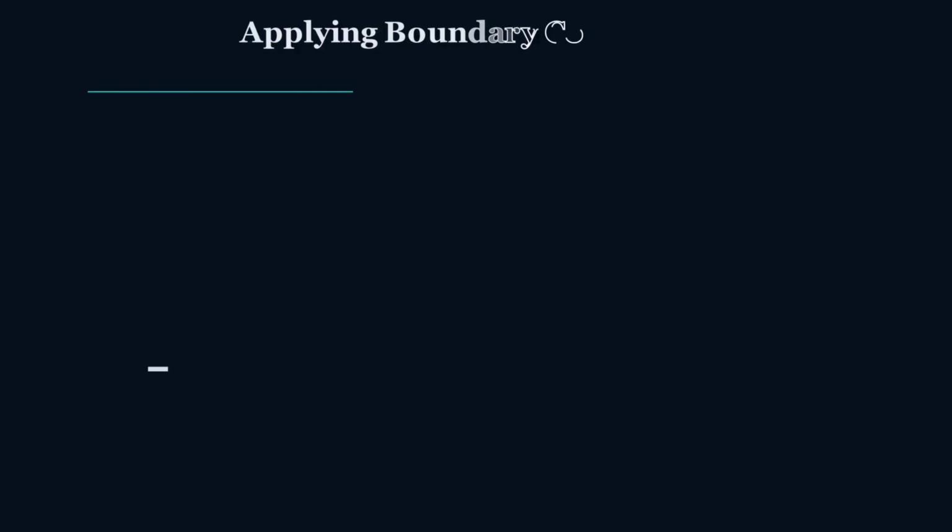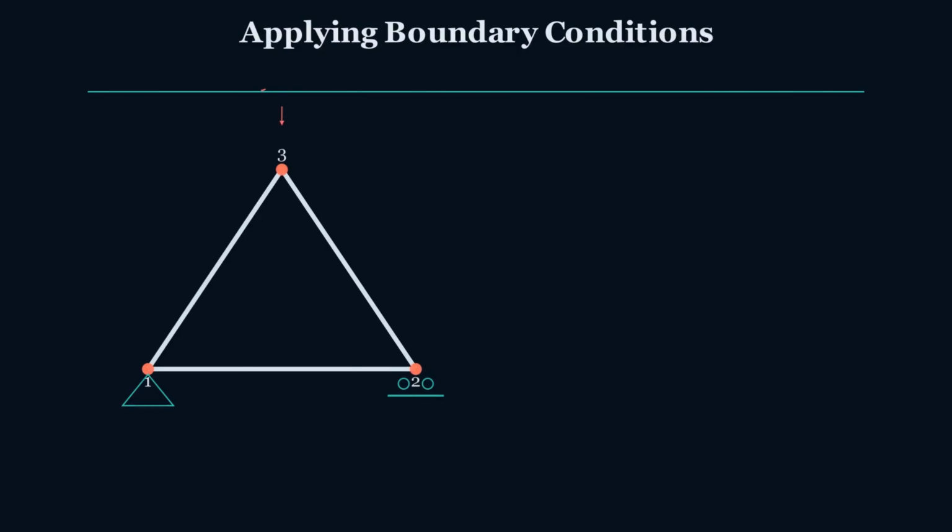Before solving, we must define the support conditions. At the pin, both horizontal and vertical displacement are 0. At the roller, vertical displacement is 0. Therefore U2, U3 and V3 remain as the unknown displacements.